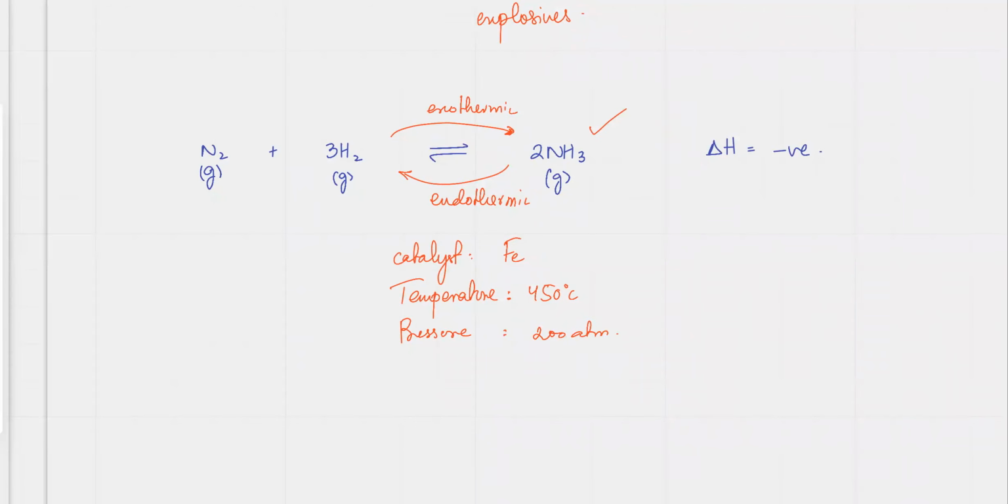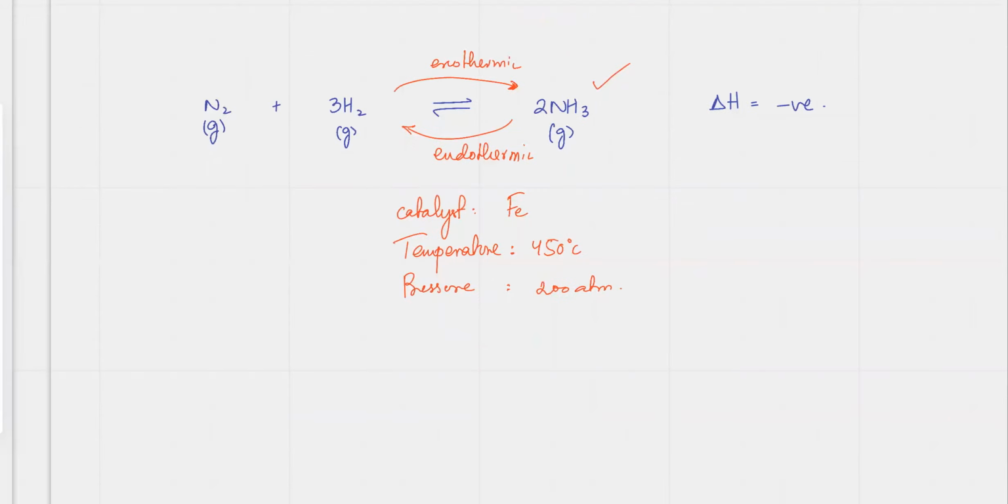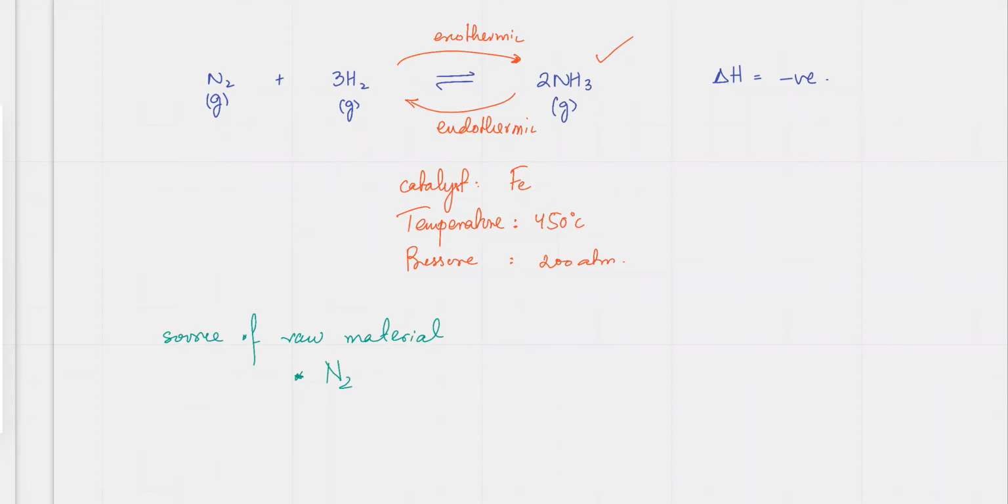The other thing that they're going to ask you about is where do you get nitrogen? Where do you get hydrogen? So what's the source of the raw materials? Where do you get this nitrogen and hydrogen? As number one, can anyone tell me where do you get nitrogen? What's the source for nitrogen? Anyone, any idea?